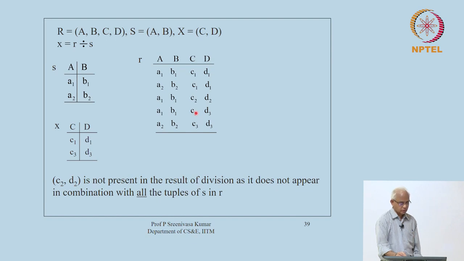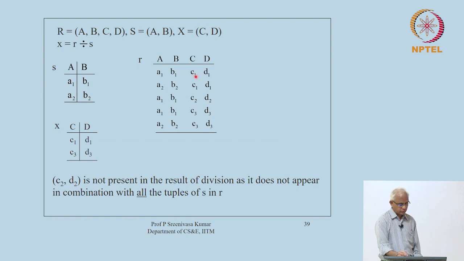Now if you focus on the C and D part of the relation R, if you project this relation on CD, you will get three tuples: C1 D1, C2 D2, C3 D3. So among C1 D1, C2 D2, C3 D3, which of those have the property that they combine with A1 B1 and A2 B2 and exist here? That is the question we are asking.